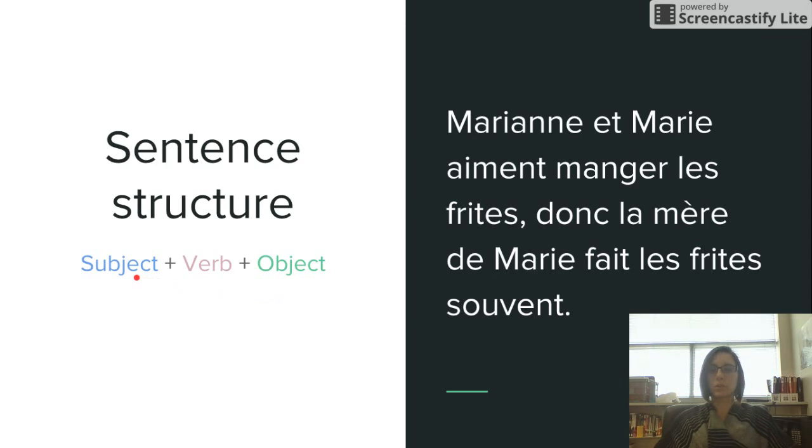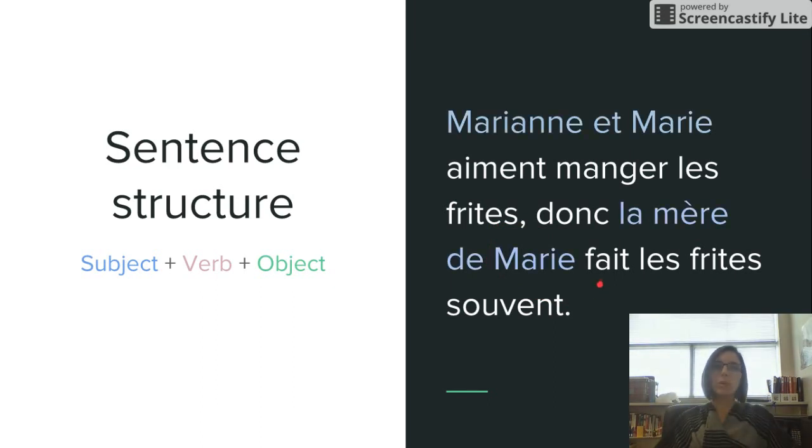Our normal sentence structure goes subject, verb, and object. And you'll see right here, I have an example sentence. Marianne et Marie aiment manger les frites, donc la mère de Marie fait les frites souvent. Marianne and Marie like to eat fries, so Marie's mom makes fries a lot. Okay, we said fries, les frites, twice. So we can actually replace les frites with a direct object pronoun in order to avoid repetition, because les frites is our object. So let's start digging in.